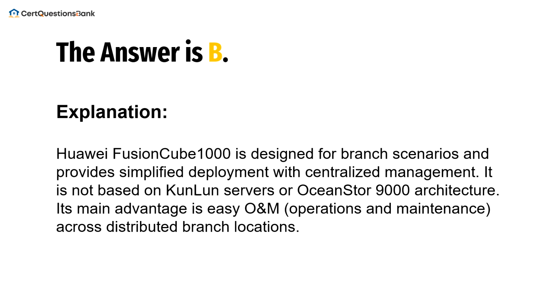The answer is B. Huawei FusionCube 1000 is designed for branch scenarios and provides simplified deployment with centralized management. It is not based on Kunpeng servers or OceanStor 9000 architecture. Its main advantage is easy O&M, operations and maintenance, across distributed branch locations.